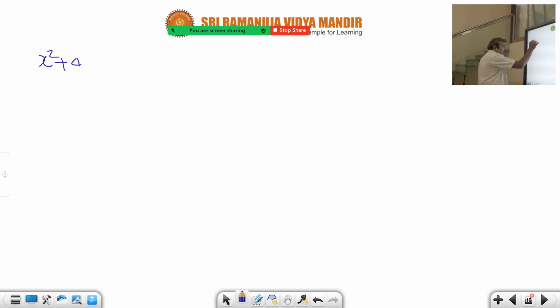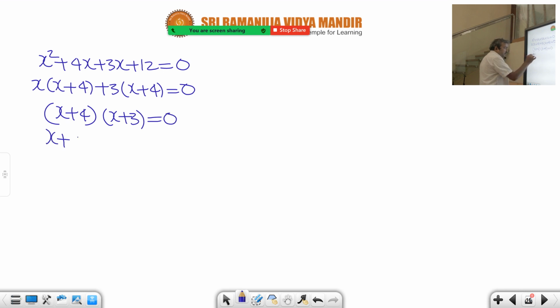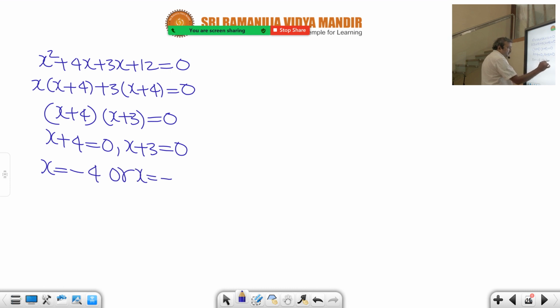x square plus 4x plus 3x plus 12 is equal to 0. x into x plus 4 plus 3 into x plus 4 is equal to 0. And after that, x plus 4 into x plus 3 is equal to 0. x plus 4 is equal to 0. x plus 3 is equal to 0. x is equal to minus 4 or x is equal to minus 3.